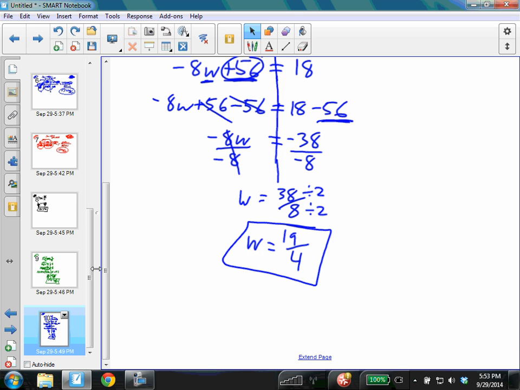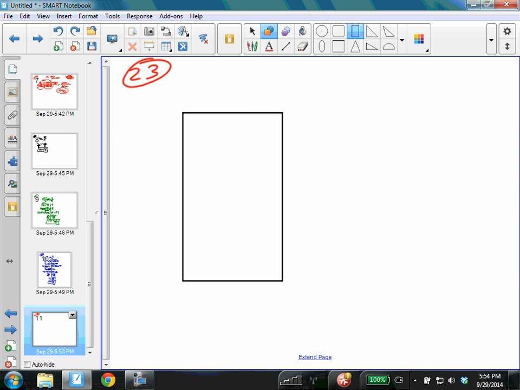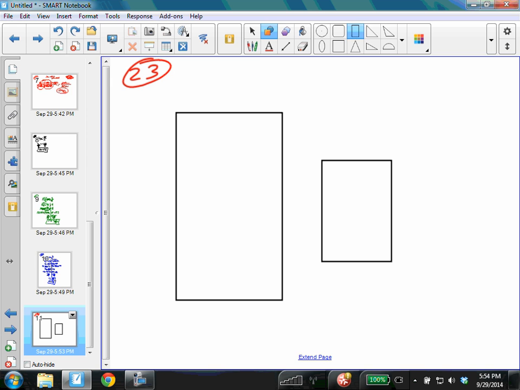Okay, let's look at number 23. 23 says this. We're using the same directions for 23 and 24, but it says, the pair of figures is similar. Find x, round to the nearest tenth if necessary. So we have 2 rectangles, right? One big rectangle, one big one, and one small one. But they're similar figures. This one says 11 and 9. This one says x and 5, and we want to solve for x.